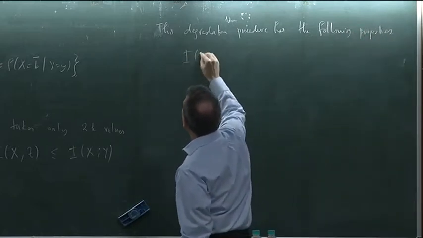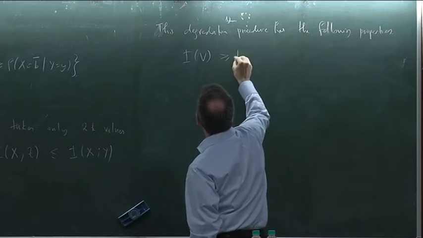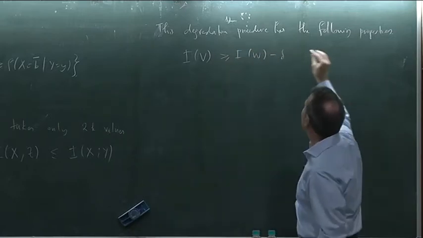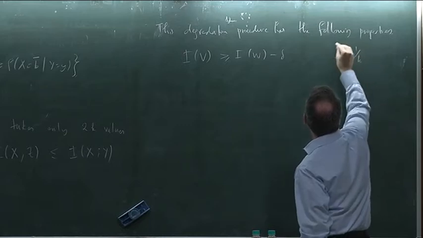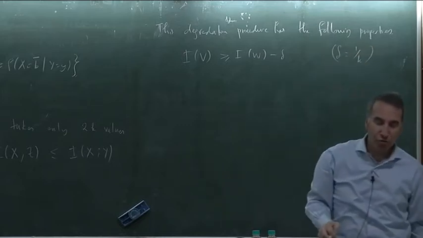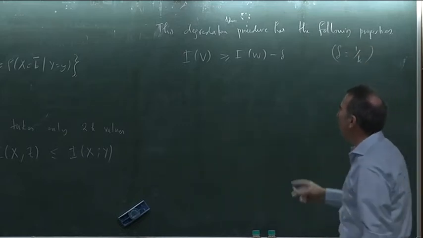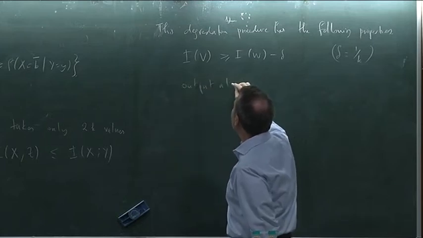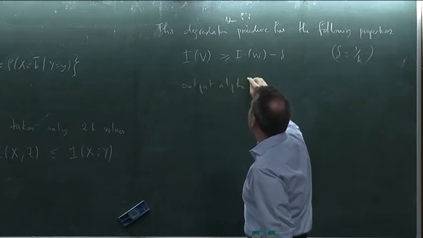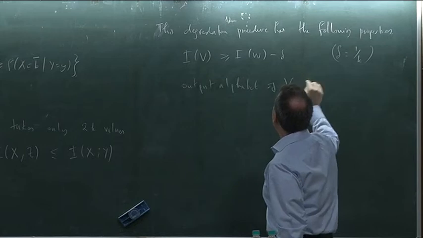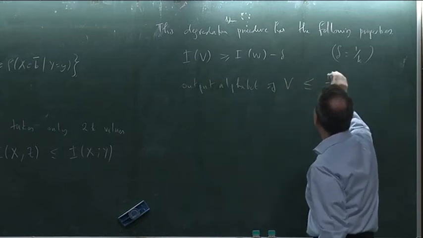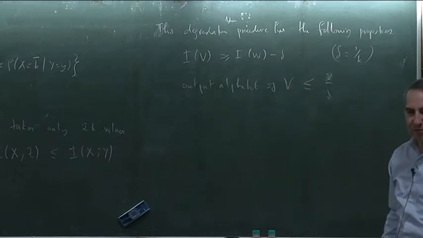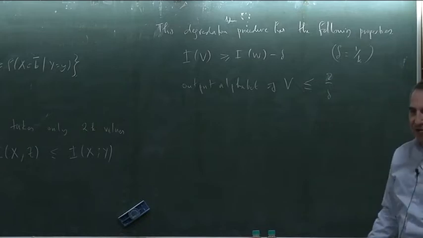That this I of V is not too small, you haven't lost too much. The output cardinality is at most 2 over delta, with delta being 1 over k.